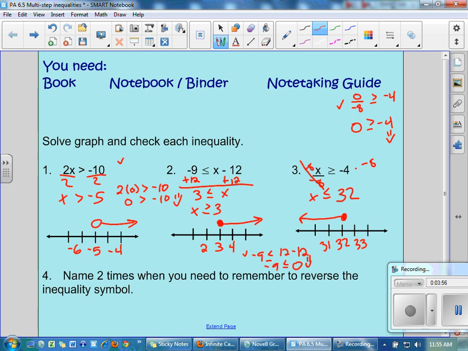I'm checked. I'm happy. So down here at the bottom, name the 2 times when you would need to remember to reverse the inequality symbol. What's one time that I would need to reverse? We did it up here at number 2 and number 3. When I multiply or divide by a negative. That's the first way. Second time that I would reverse the inequality symbol: look at number 2. If x is on the right and I need to move x to the left, I need to flip the inequality symbol when I'm moving it over to the left. All right, so good.